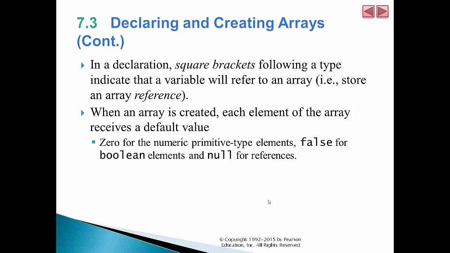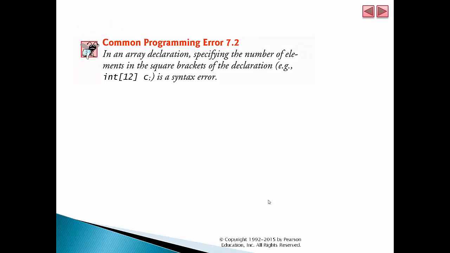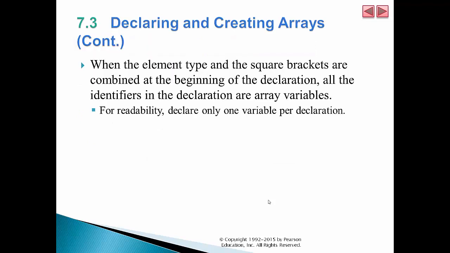So when you create an array, let's say a numeric array, such as double or integer, its elements are set to 0 by default. If it's a boolean array, its values are set to false by default. And if it's a reference type array, like a string, for example, or any other object class, then its value is set to null by default.